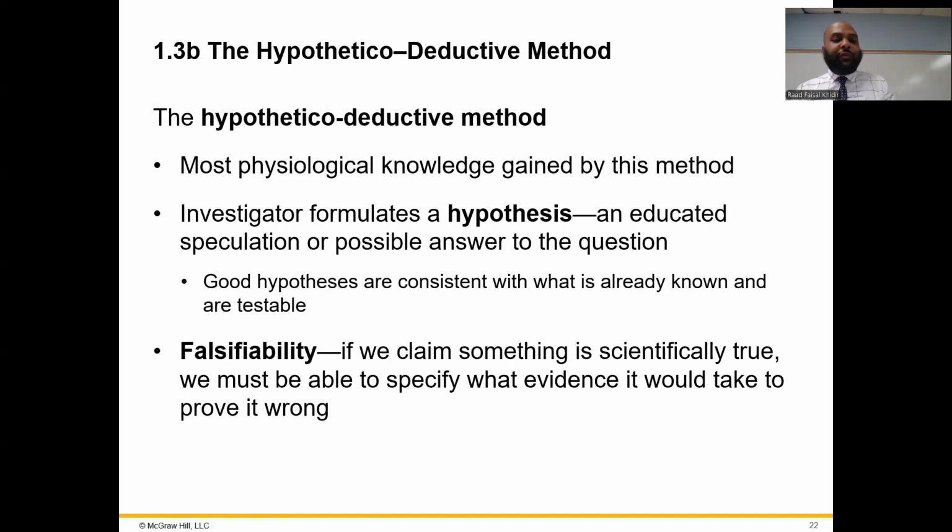Okay, the concept of falsifiability. If we claim something is scientifically true, we must be able to specify what evidence it would take to prove it wrong. So just because something is true, we need to see that it could also be proven wrong. So we must run the experiment to investigate whether it's wrong, and if it wasn't wrong, it's true. So you must be able to falsify. If we claim something is scientifically true, we must be able to specify what evidence it would take to prove that it's wrong.